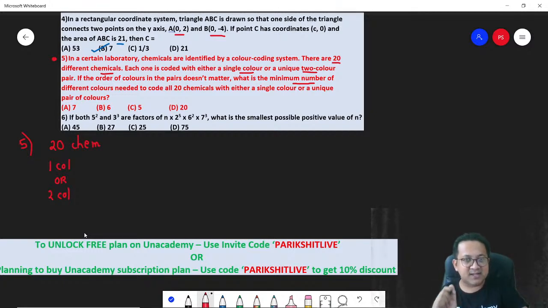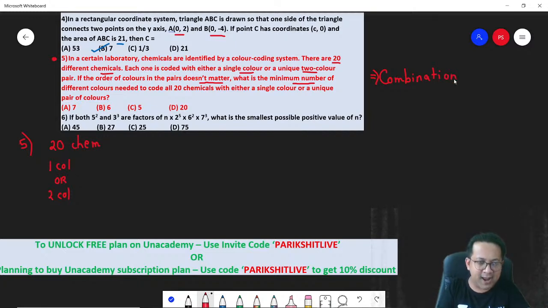And the order of colors doesn't matter. If the order doesn't matter, think about it. Is it permutation or is it combination? Order doesn't matter, so can I say this is a case of combination? Remember, the order is not important. Whether it is red, yellow or yellow, red means the same. Correct? Then what is the minimum number of colors needed to code all 20 chemicals? Fine. Think about it. Let the minimum number of colors be n colors. Will you agree? N colors, okay?